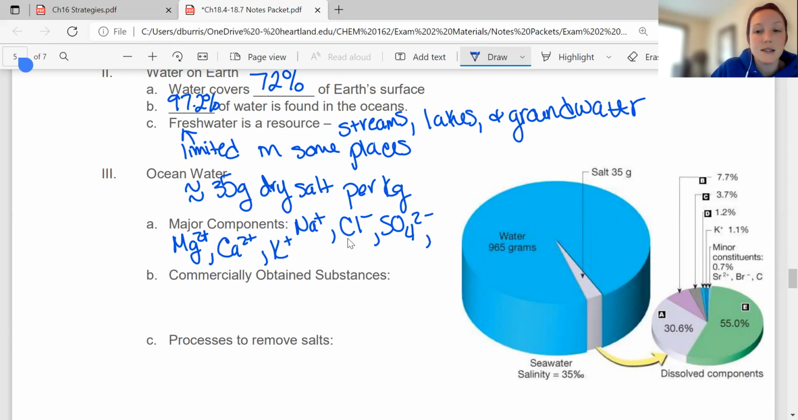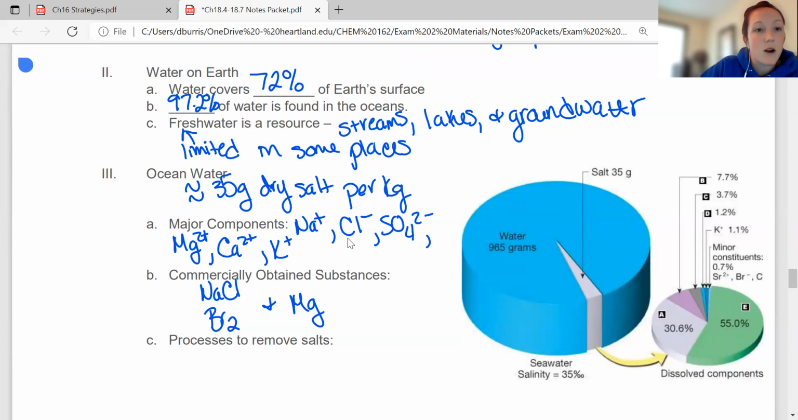The commercially obtained substances from ocean water that we generally use are, of course, regular salt. We can also get bromine from it, and then we can use the magnesium if we can get it out of the water and then reduce it. Okay, so how do we do that?